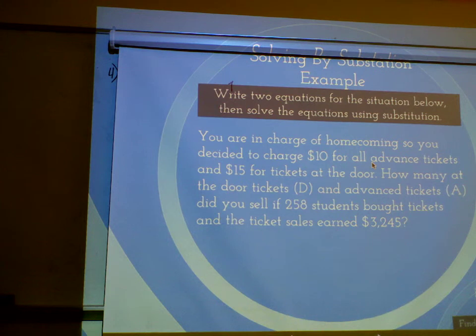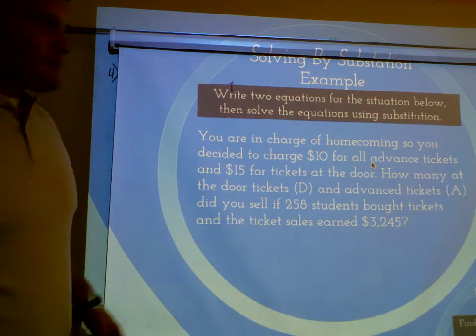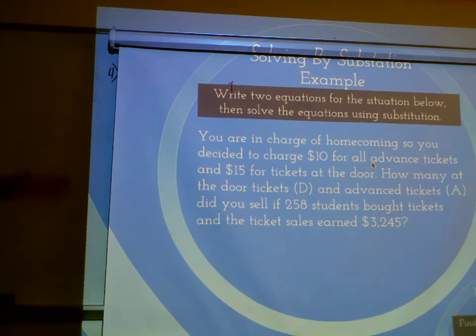All right. So here's our equation. You are in charge of homecoming. You decide to charge $10 for advance tickets, $15 for at the door. How many at the door tickets and advance tickets did you sell if 258 students bought tickets and the ticket sales earned $3,245? So, what do you guys think? What are our two equations?